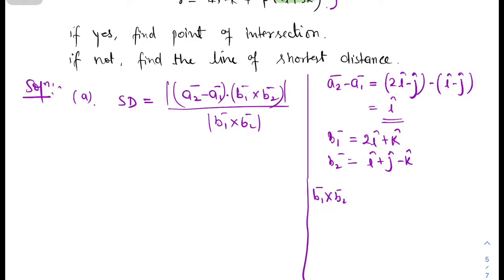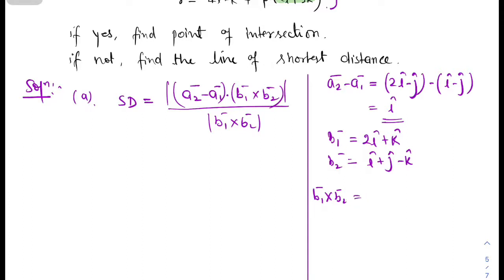You can also wonder why I am calculating b1 cross b2 separately, why I am not taking the scalar triple product. I can also take a scalar triple product here in the numerator, but then I will have to calculate two separate determinants, one for b1 cross b2 and one for the scalar triple product. But if I calculate only b1 cross b2, then there is no need for calculating the second determinant.